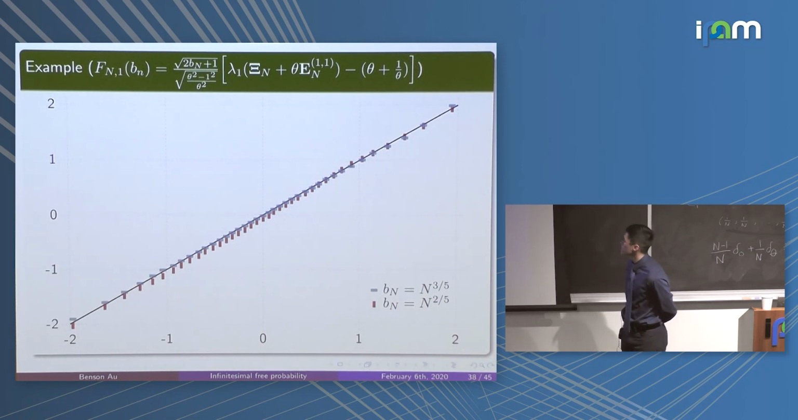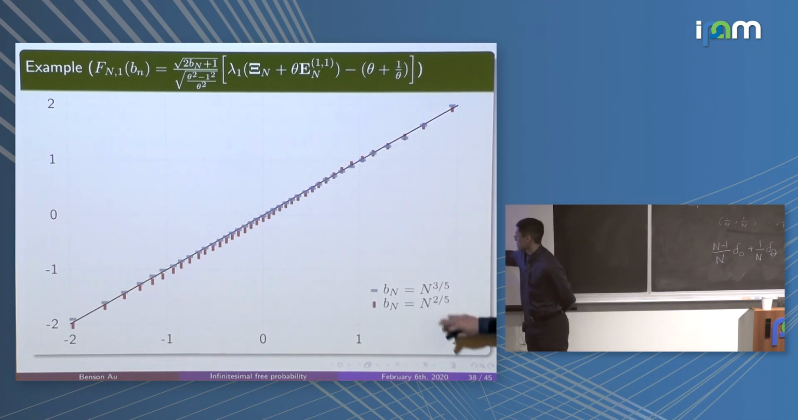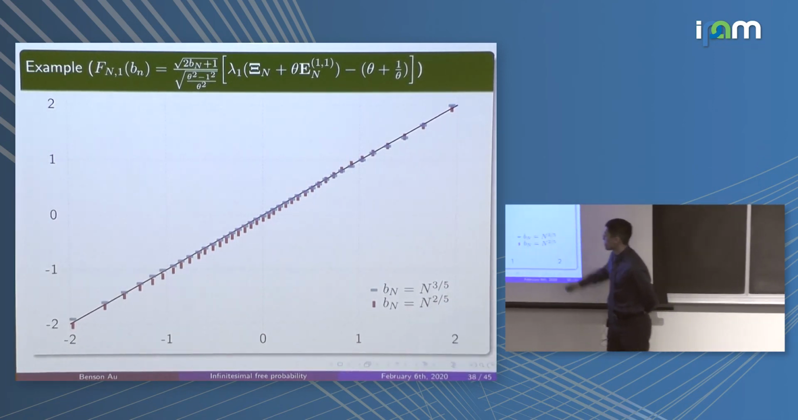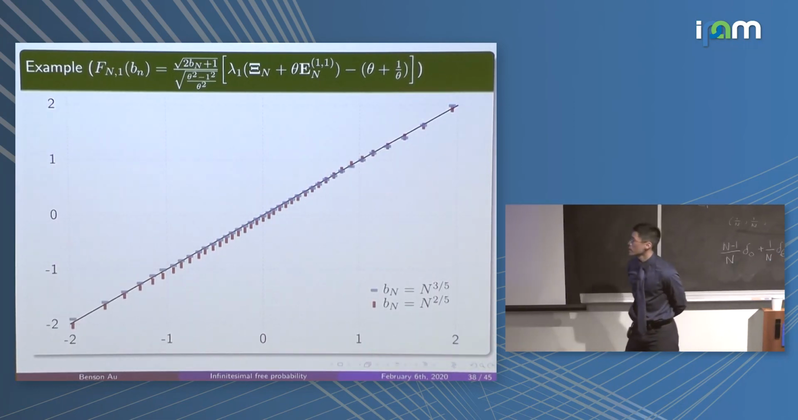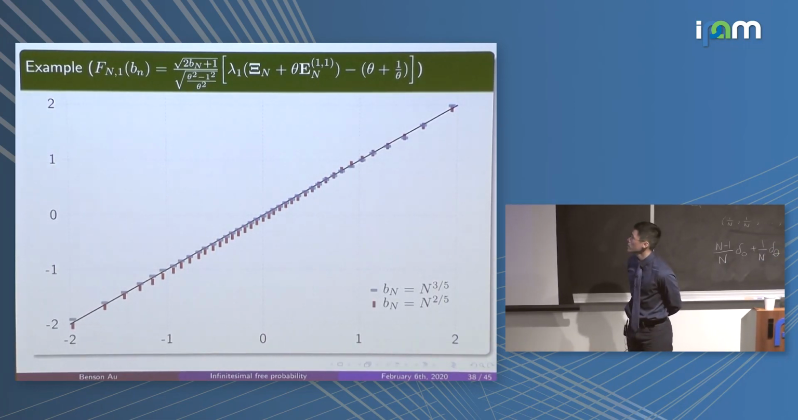And if you plot this against the Gaussian, so blue is n to the 3/5 plotted against the Gaussian, red is n to the 2/5 plotted against the Gaussian. In both cases, you see that the fluctuations are behaving pretty much exactly as Gaussian. So they're matching up almost perfectly on the dot. Okay? So this isn't the surprising result, though, right?